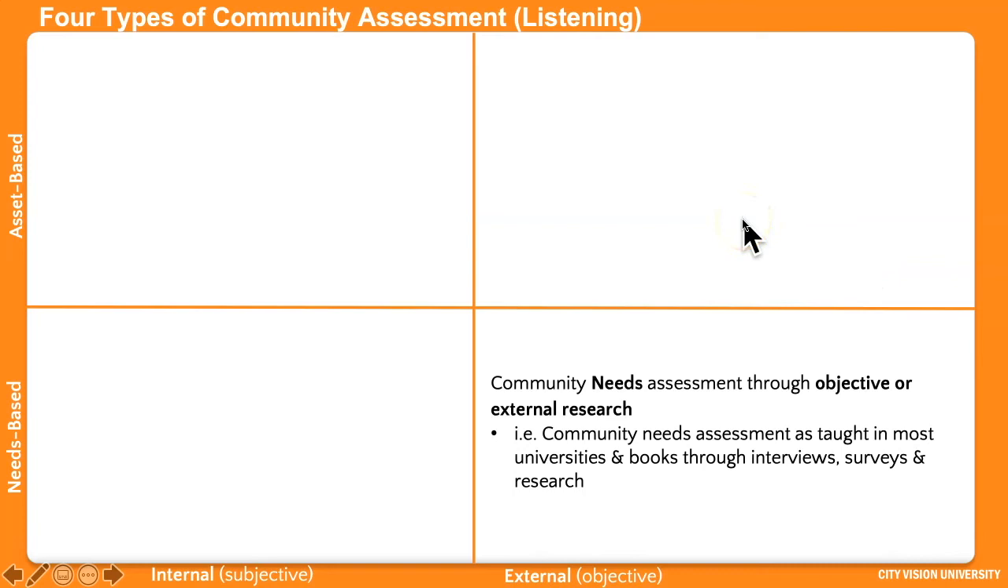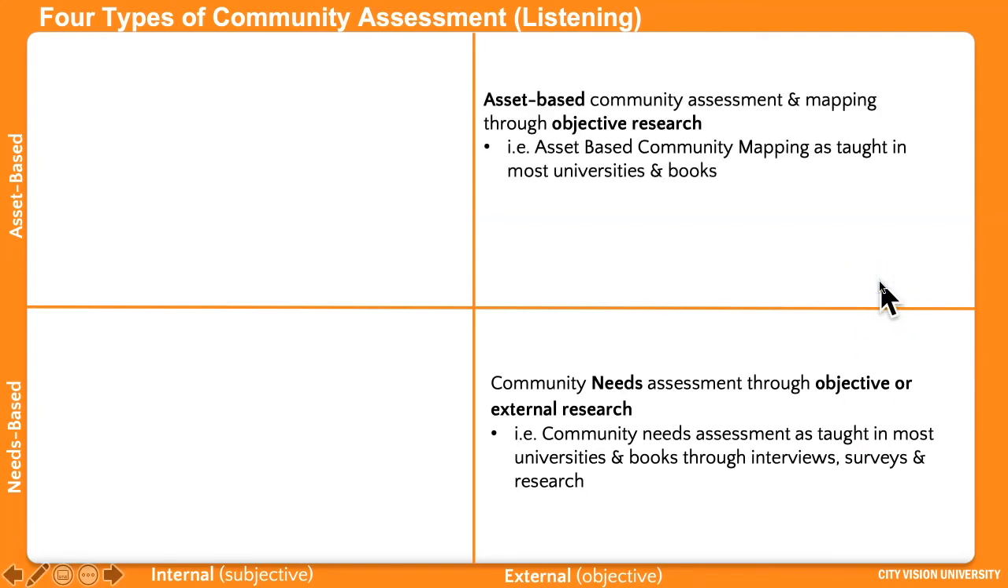It's that physical world. And then when you think about needs-based, community needs assessment through objective or external research, this is kind of the norm. Community needs assessments as taught in most universities and books through interviews, surveys, and research. Now, that doesn't mean it's not valid because it's taught in a university. All we mean by here is that universities will propagate this method, and it's a very valid method. One of the most probably profound things you can do is do what's called a windshield survey, which is simply driving through a community and noting what is there and what isn't there.